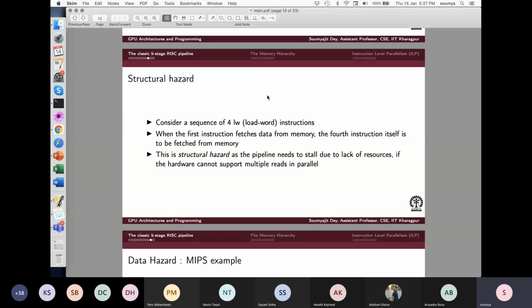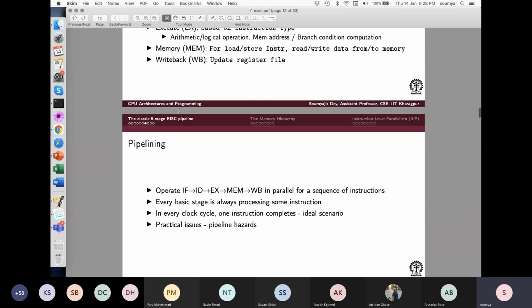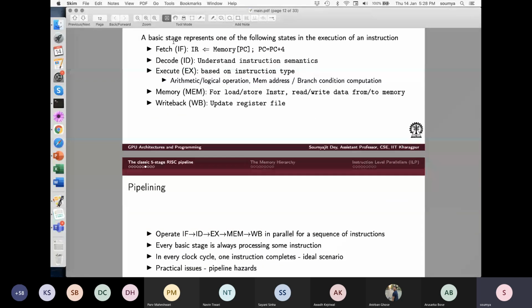So first type of hazard is structural hazard. Now let's understand one thing. Since I have a pipeline design, that means instructions keep on flowing into the pipeline one after another, right? Now suppose I have a sequence of 4 load word instructions. So what will happen? The first instruction is fetching data from memory. That means it is in the mem stage, right? So then the 4th instruction is getting fetched from the memory. It is in the fetch stage, right? So fetch, decode, execute, and memory, those are the stages, right? So when the first instruction is here, the 4th instruction is already here in the memory stage.